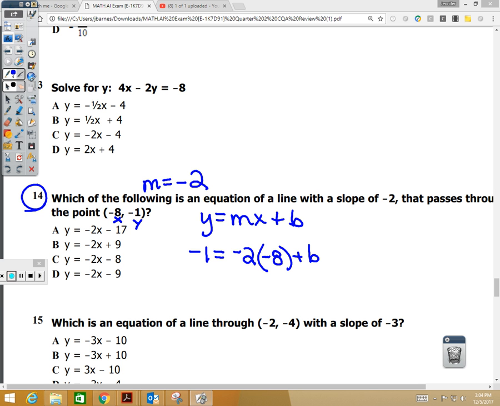Now I'm going to do negative 2 times negative 8, that's 16. And to get b by itself, I'm going to subtract 16. So negative 1 minus 16 is a negative 17. So b is a negative 17. So when I'm writing my equation, which one of these has y-intercept of negative 17? A. So that is your choice.